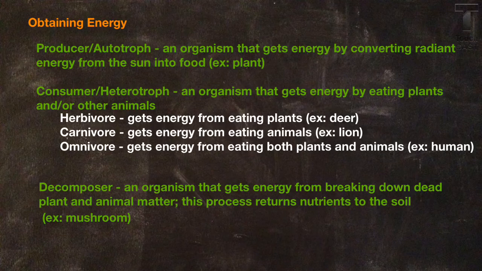Consumers or heterotrophs, they have to get their energy by eating plants or animals. And we've got three different types: herbivores, carnivores, and omnivores. Herbivores just eat plants, carnivores eat animals, omnivores eat both. So humans are an example of omnivores. Decomposers are organisms that get energy from breaking down dead plant and animal matter, and in this process, they're actually returning nutrients to the soil.